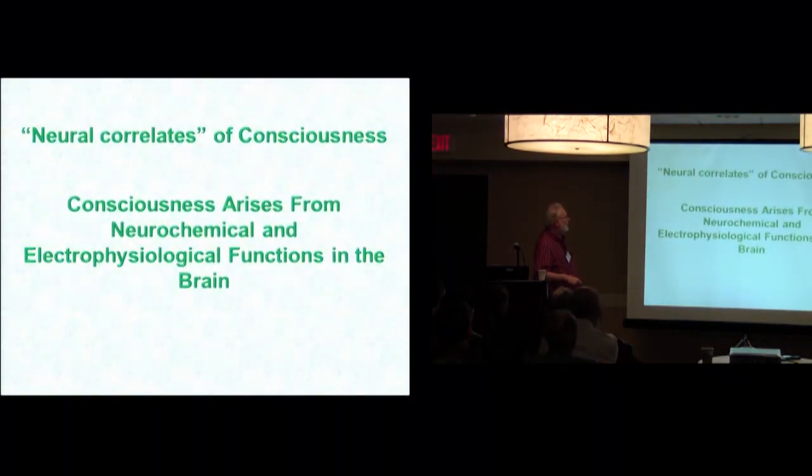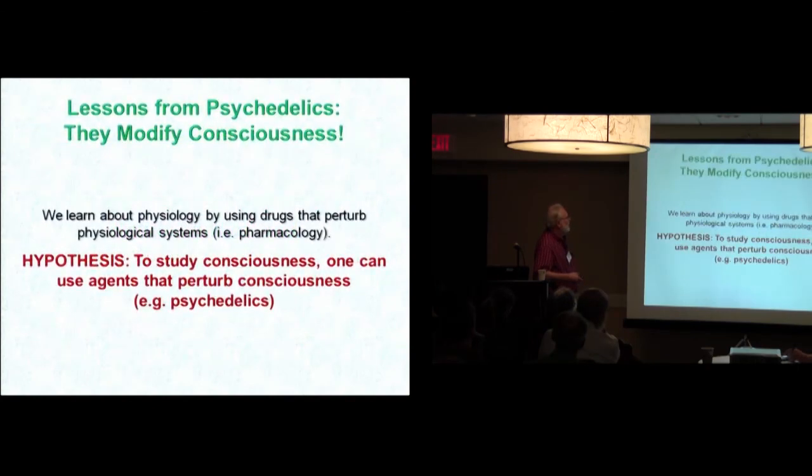And if we believe that there are neural correlates of consciousness, that consciousness arises from neurochemical and electrophysiological functions in the brain, and there are people who would argue with me on that, I know, but I go from that reductionist point of view. It's the neurochemistry that makes it work. So if you want to learn about the physiology of a system, you use drugs that perturb the system. So that's pharmacology. If you want to know what the beta receptor in the heart does, you give an animal a beta receptor agonist and you see what happens. Heart rate goes up. Oh, beta receptors must stimulate the heart.